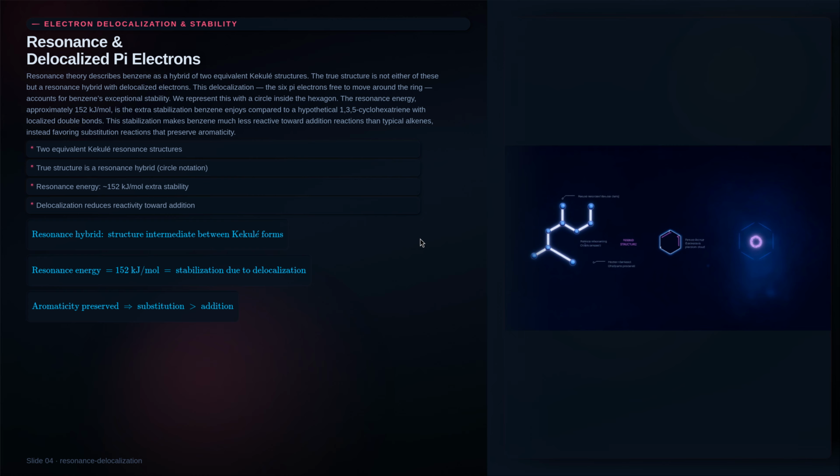The resonance energy, approximately 152 kilojoules per mole, is the extra stabilization benzene enjoys compared to a hypothetical 1,3,5-cyclohexatriene with localized double bonds. This stabilization makes benzene much less reactive toward addition reactions than typical alkenes, instead favoring substitution reactions that preserve aromaticity.